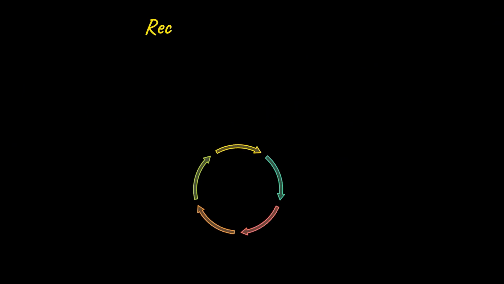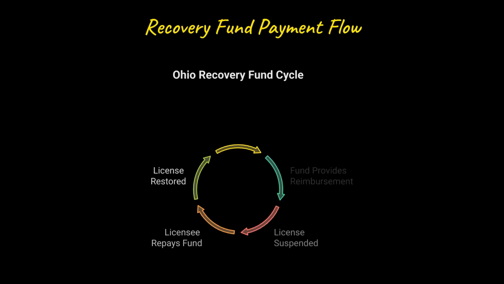The Ohio Real Estate Recovery Fund protects consumers harmed by licensee misconduct. When a court judgment goes unpaid, the fund steps in, but there are real consequences for the licensee responsible. When the fund pays a consumer's claim, two things happen simultaneously. The consumer is made whole, and the responsible licensee's license is automatically suspended. No separate hearing required.